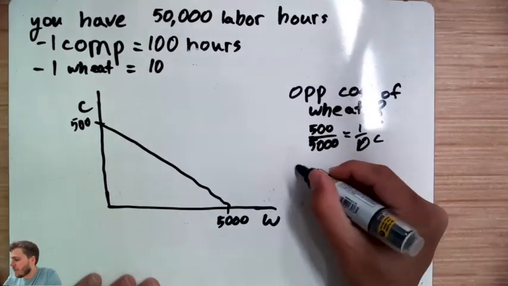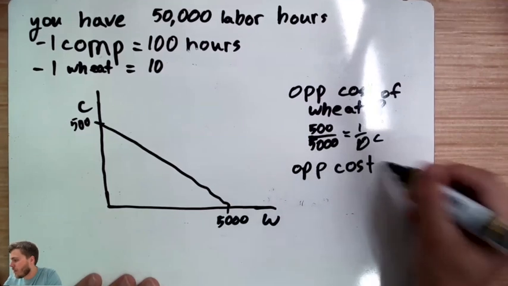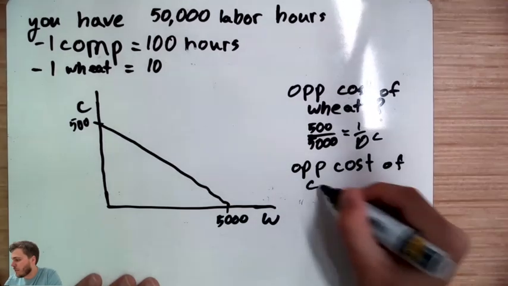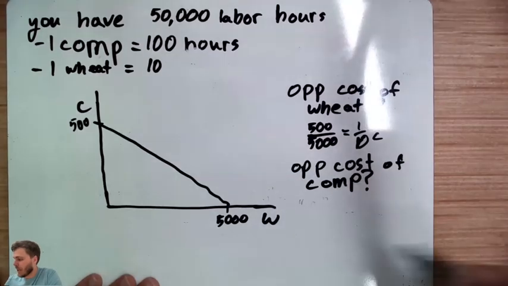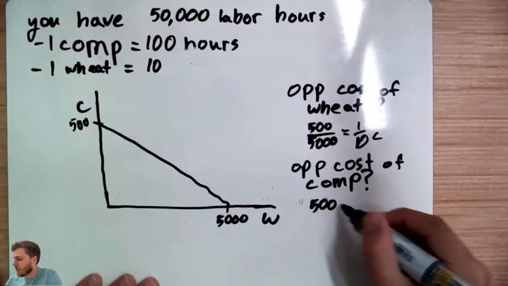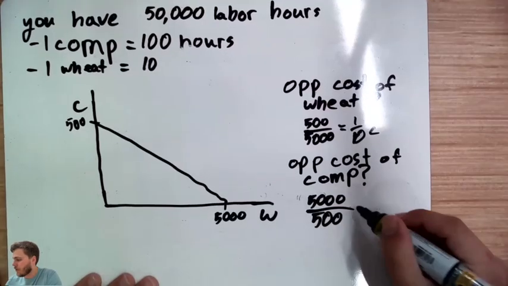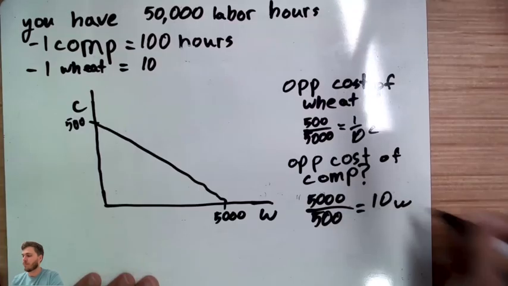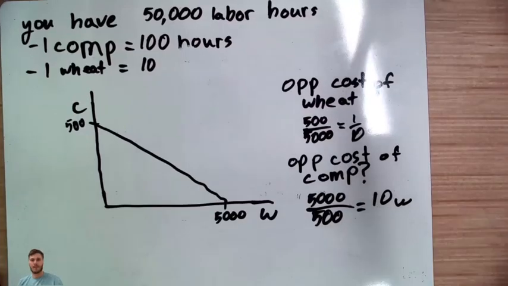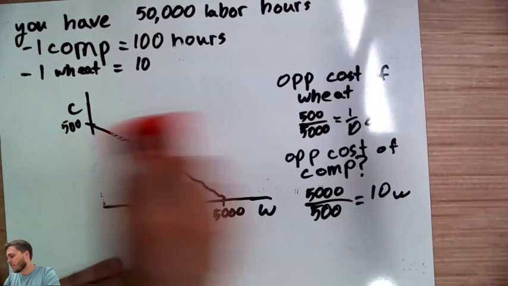Likewise, what is the opportunity cost of making a computer? Well, you'd have to give up 5,000 wheat to get 500 computers. So 10 wheat. Okay. So let me point out a couple new things here.